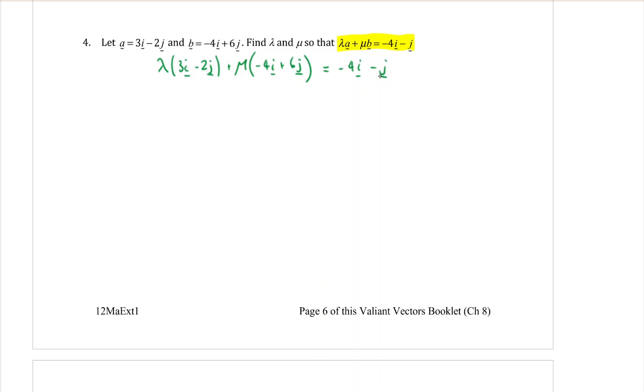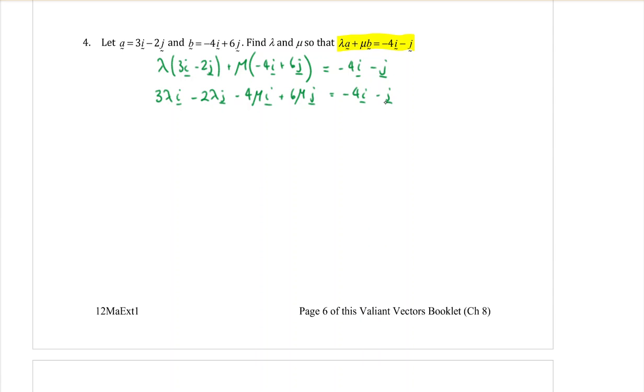Now I'm going to expand through my brackets, which will look a little bit messy to begin with. It's going to be 3 lambda vector i minus 2 lambda vector j plus, oh actually no, not plus, sorry, minus because the 4, minus 4 mu i plus 6 mu j. And that's equal to minus 4i minus j.